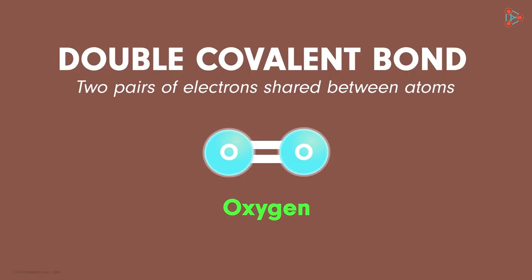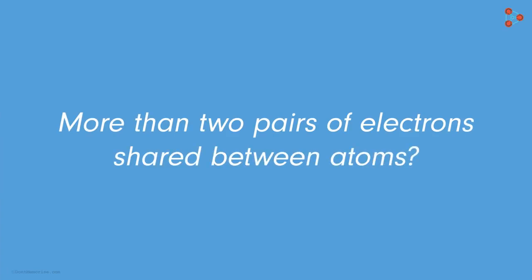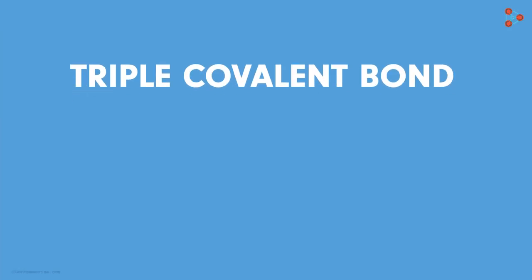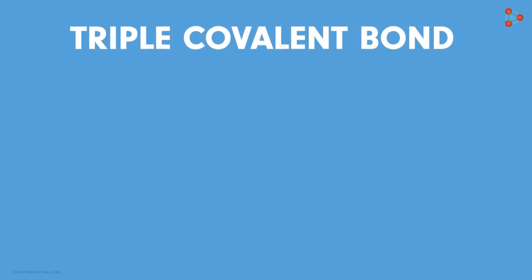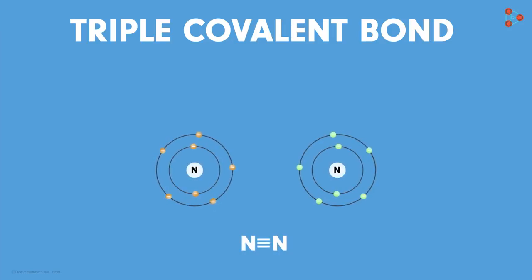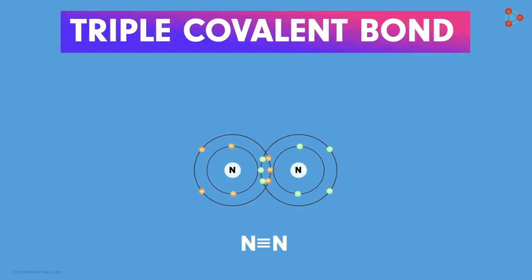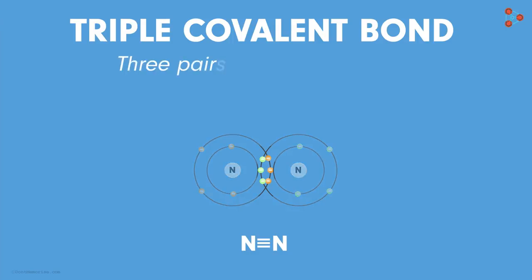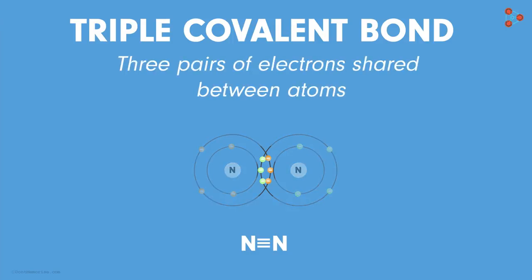Now on the similar lines, can you give me an example where more than 2 pairs of electrons are shared between the atoms? Wait a second, are we trying to say that a triple covalent bond also exists between the atoms? Absolutely. And the best example to study this is the case of nitrogen. We always find a nitrogen molecule written like this. Needless to say that the 2 nitrogen atoms share a triple covalent bond. That means 3 pairs of electrons or simply 6 electrons are shared between the atoms. This helps both the atoms attain the stable state.